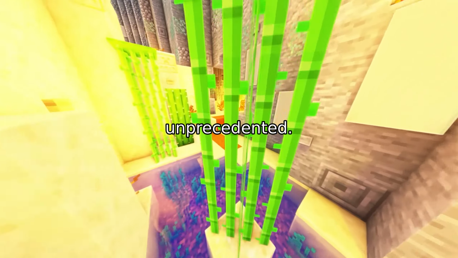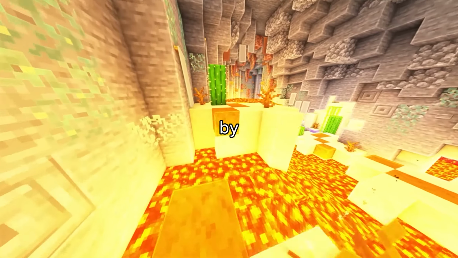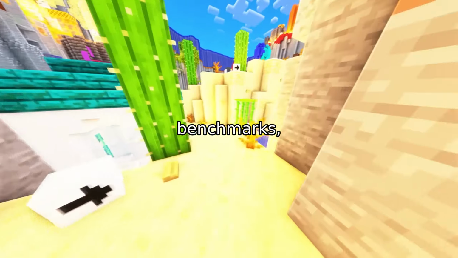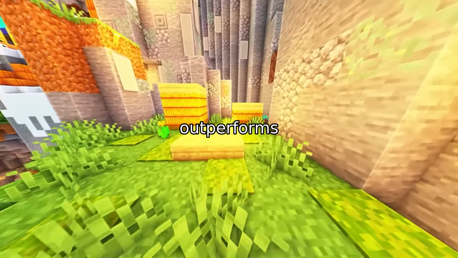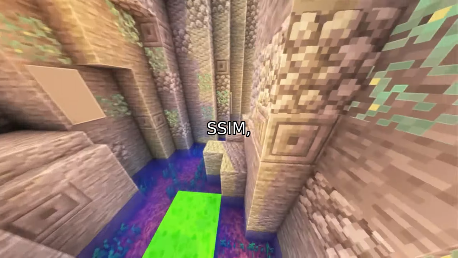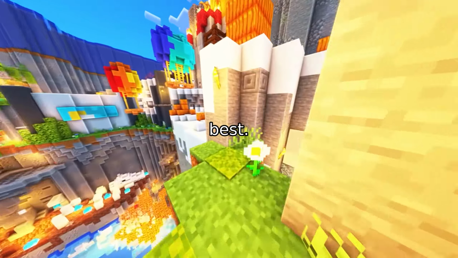This is unprecedented. Most models are task-specific. MMMamba is task-agnostic by design. And the results speak for themselves. On 3 major benchmarks, WorldView-II, GAUFEN2, and WorldView-III, MMMamba consistently outperforms all existing state-of-the-art methods. It leads in PSNR, SSIM, SAM, and ERGAS, with gains of up to 0.61 dB over the previous best.